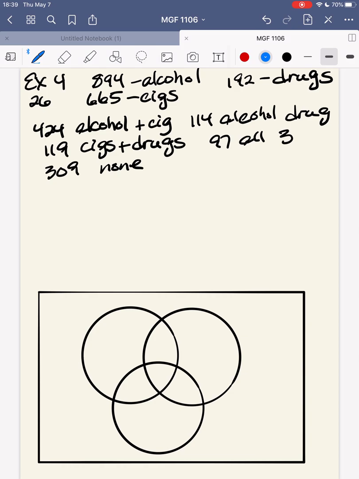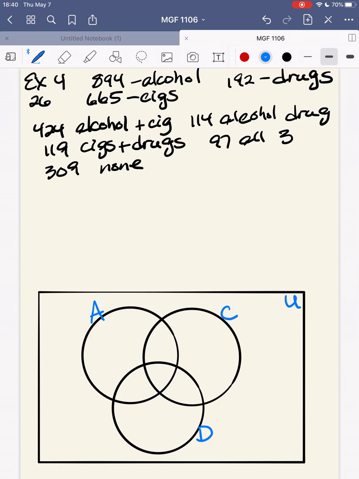So this is a survey of college students for behaviors, whether they do alcohol, cigarettes, illegal drugs, or a combination of those things. Okay? So what I'm going to go ahead and do is label my Venn diagram. I have my universe. I'm going to label this one alcohol. I'm going to label this one cigarettes. I'm going to label this one illegal drugs, and I'm just going to call them A, C, D.